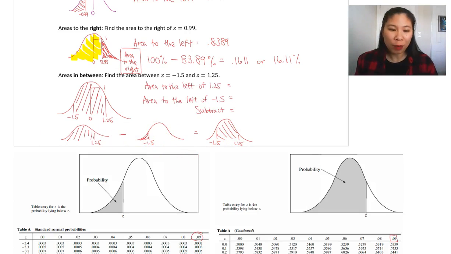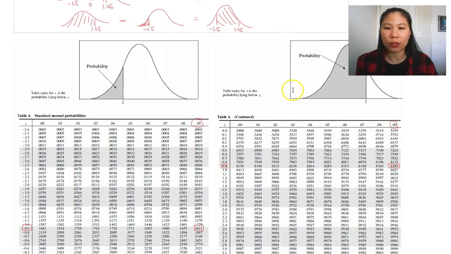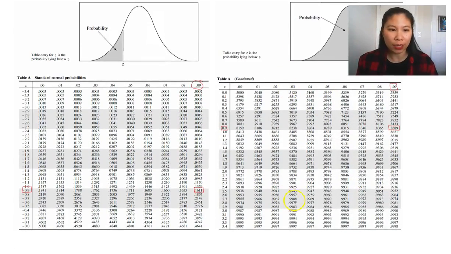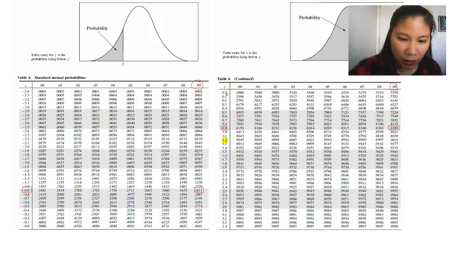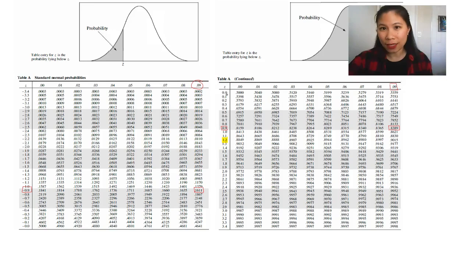So I'm going to start off by finding the area to the left of 1.25 as my z-score. This is a positive number, so when I go down to my tables, I need to make sure I'm on the positive side. Positive 1.25 means my first decimal place is going to be 1.2, so right here. And then the second decimal place, 1.25, is going to be the 5. Crisscrossing these, I end up with 0.8944.